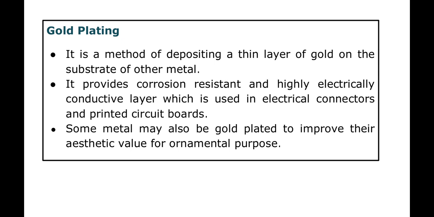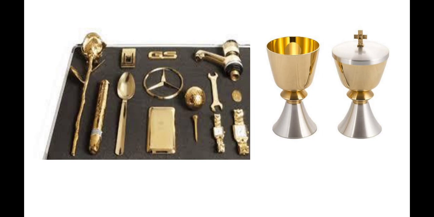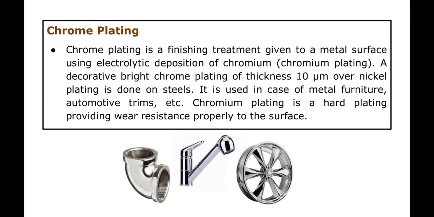Some metals may also be gold plated to improve their aesthetic value for ornamental purposes. Here I have shown some products of gold plating. Now let us discuss chrome plating. Chrome plating is a finishing treatment given to the metal surface using electrolytic deposition of chromium. Decorative bright chrome plating of a thickness of 10 micron over nickel plating is done on steel also, and it is used in metal furniture, automotive trim, etc.